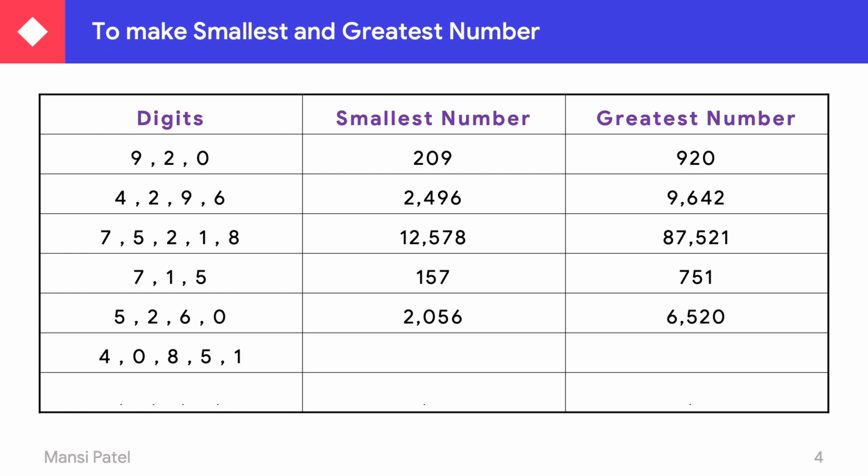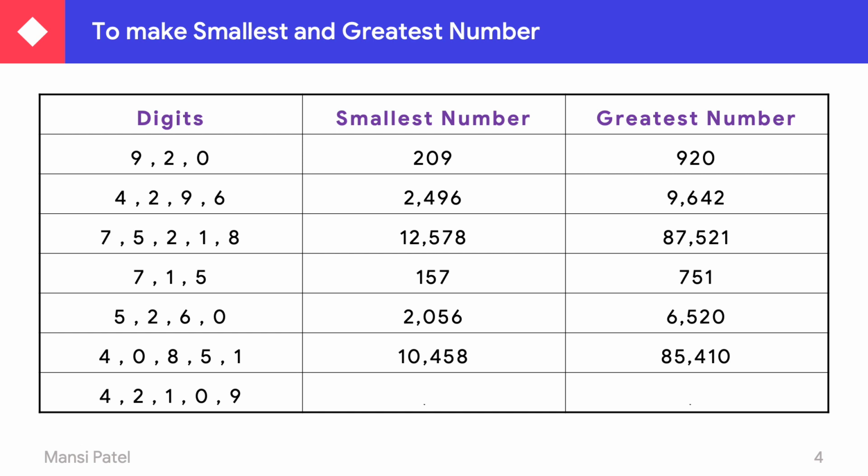Now here 5 digits to you. So do not start your number with 0. You have to start your number with 1. So after 1 you have to write down 0. So your answer is 10,458. And what about the greatest number? It is 85,410.